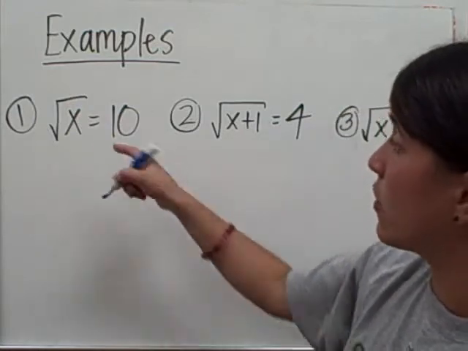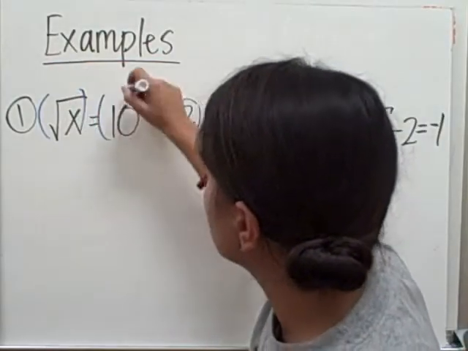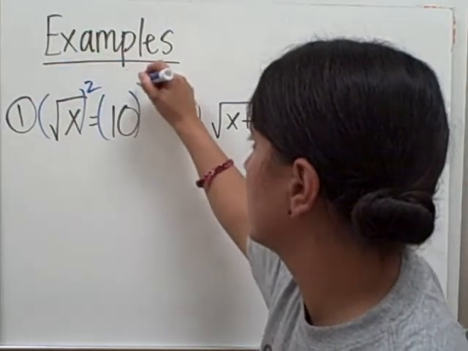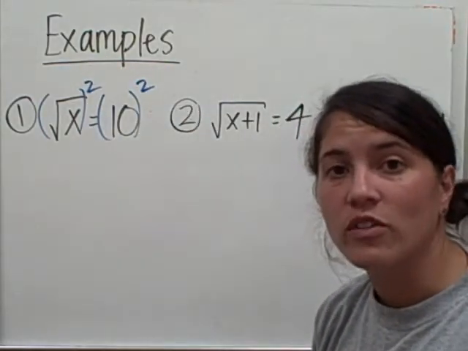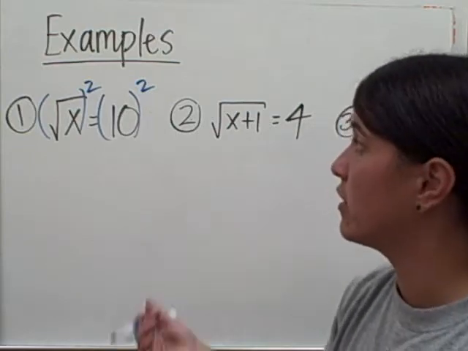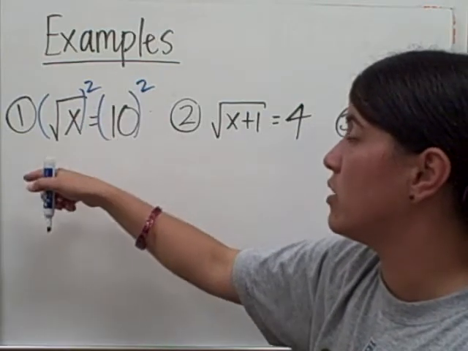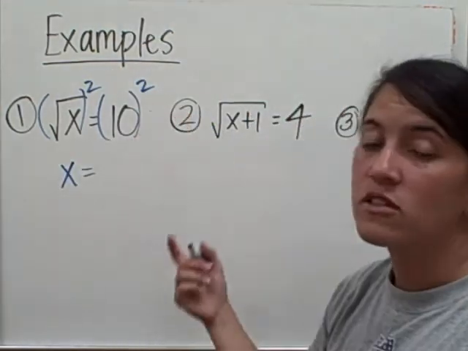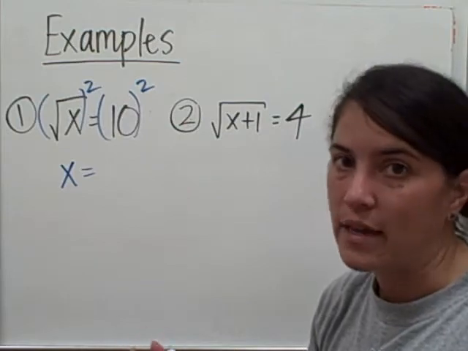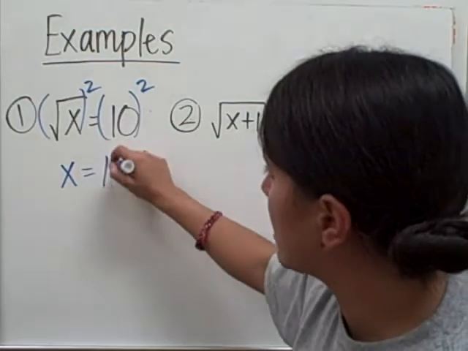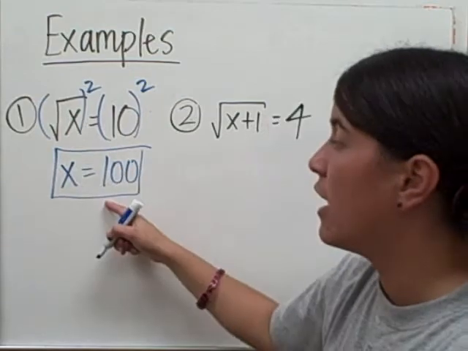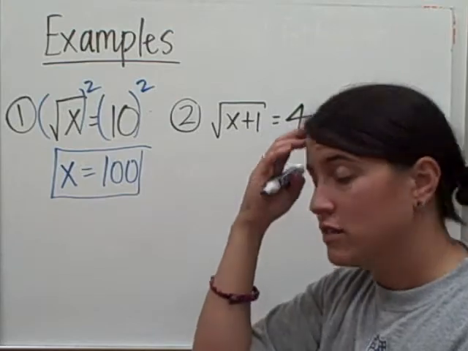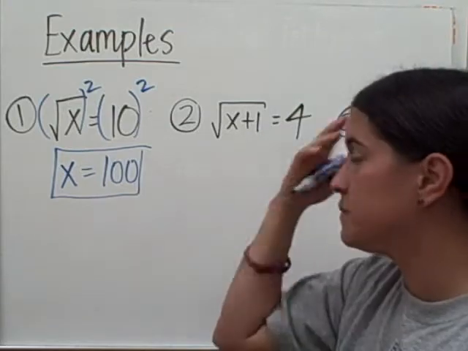So watch me. You're going to put parentheses on both sides, and we're going to square both sides, because a square root and a square are inverse operations of each other. They cancel each other out, and that leaves us with x. And then 10 squared is one of those that you should know. It means 10 times 10, and 10 times 10 is 100. Now this doesn't have two answers because we didn't take the square root. We squared both sides.